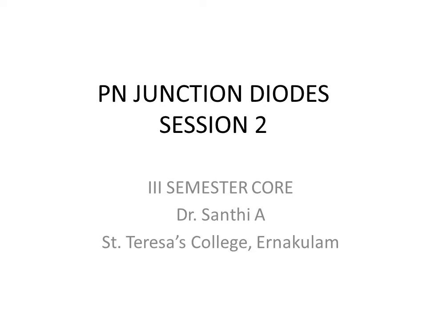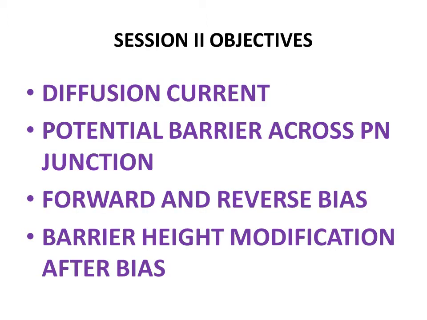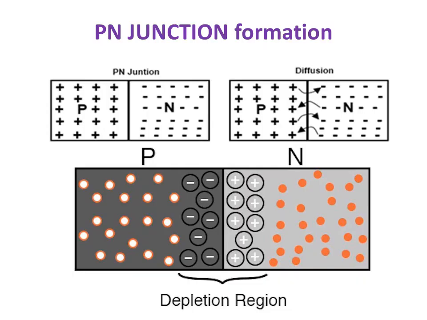Hello, welcome to session 2 on PN junction diodes. In this session, we are going to learn diffusion current, potential barrier across a PN junction, forward and reverse bias, and barrier height modification and depletion layer width modification after bias.